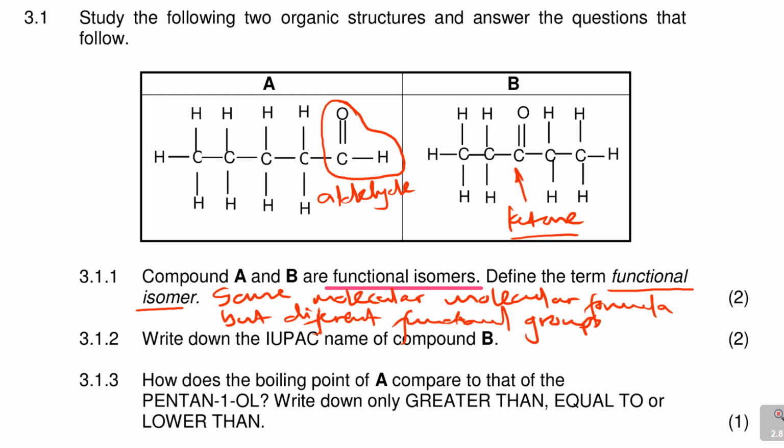And then it says write down the IUPAC name of compound. Write down the IUPAC name of what? Of compound B. Now let's look at this. What is compound B? It's a ketone. So what will we call compound B? If it's a ketone, how many carbons? 1, 2, 3, 4, 5. It's 5 carbons. So 5 is what?